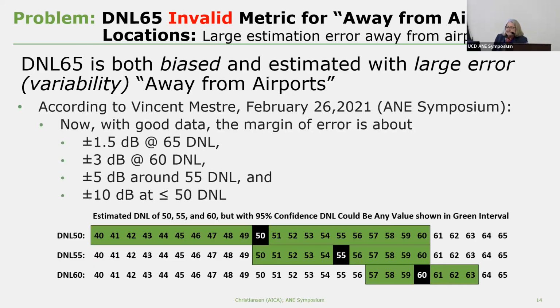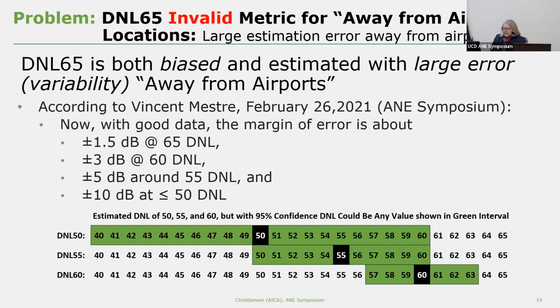Here's another reason why the DNL 65 metric is invalid for those away from the airport. According to Vince Mestry from 2 years ago at this exact symposium, I asked the question, what's the margin of error? Statisticians like to know that. For these DNL estimates, he responded that at 65, it's gotten pretty good, 1.5 decibels. But when you get out to the 50, an estimate of 50 DNL, it could be as plus or minus 10.